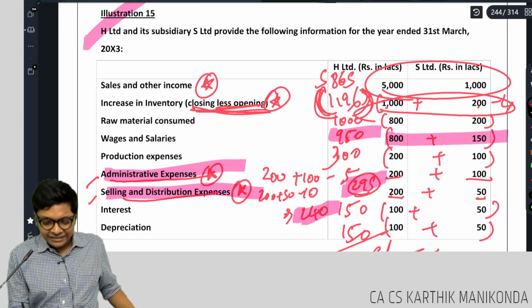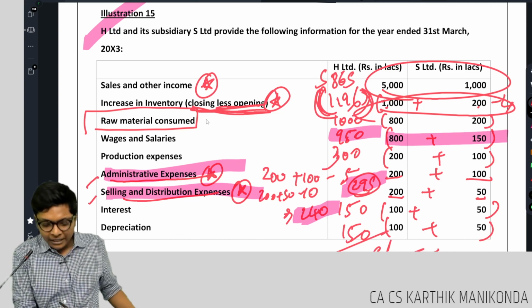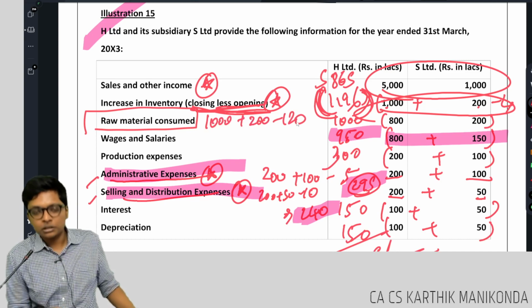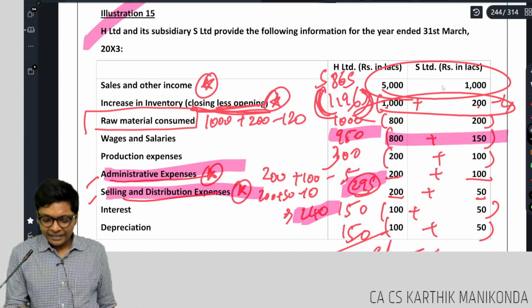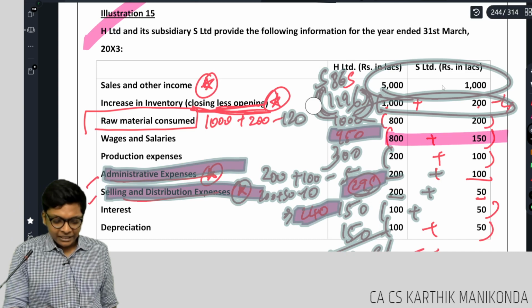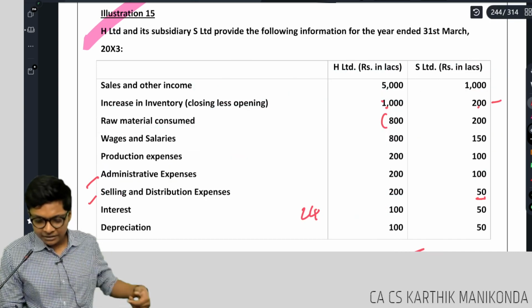So where is the purchase case? It's part of raw material consumed. So raw material consumed is 1000 plus 200 minus 120. Are you following, guys? If I erase the whole thing and rewrite it again, it will look like this.